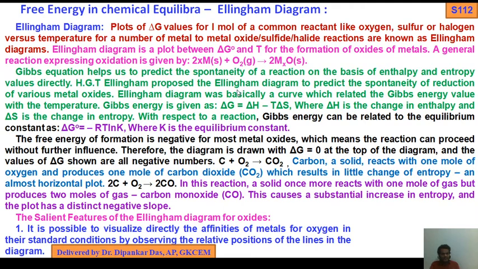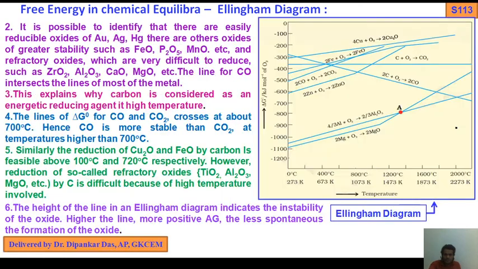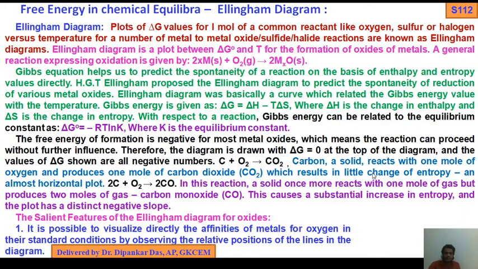Then we discuss the salient features. First, it is a plot of del G value for 1 mole of a common reactant like oxygen, sulfur or halogen versus temperature. Simply del G versus temperature. Look, this is del G versus temperature. A plot of del G versus temperature for a number of metal to metal oxide, sulfide and halide reactions is known as the Ellingham diagram.